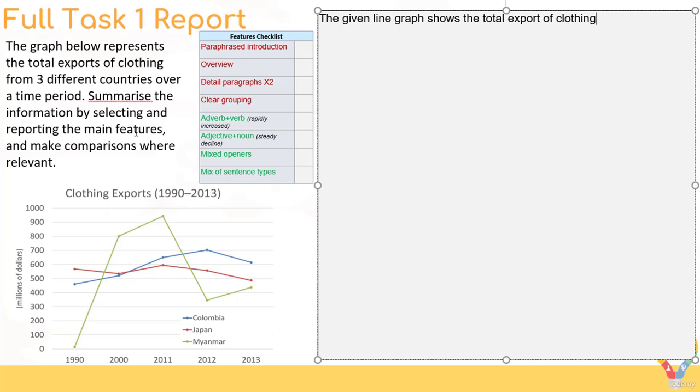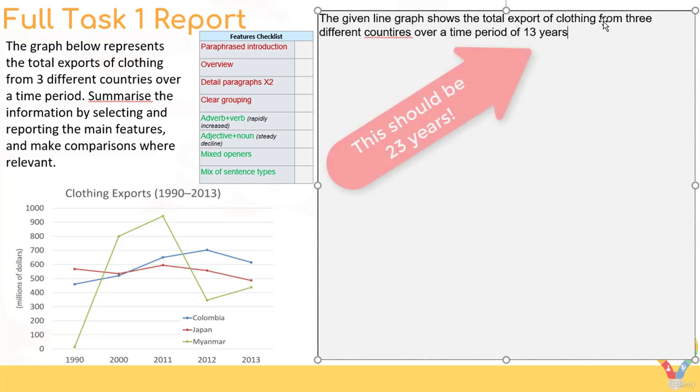So that's very similar to what the question has said, but that's okay. We don't need to paraphrase and change everything. From 3 different countries over a time period of 13 years. And once again, I do apologise for the spelling there.